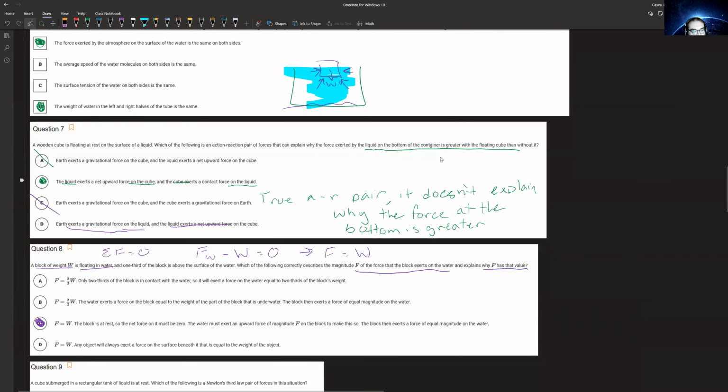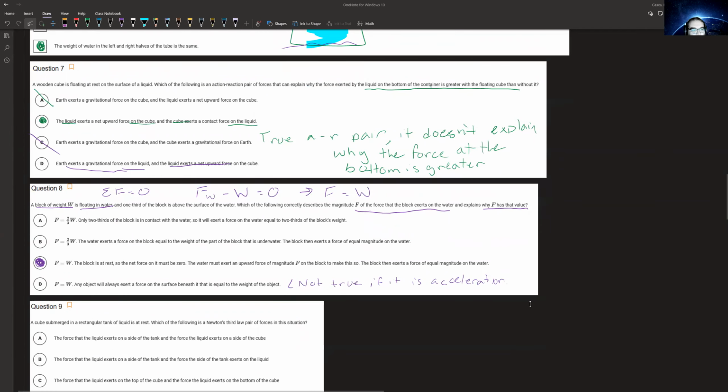And it's only because it's floating. D sounds pretty good. No one went with it. But it's a gotcha. Any object will always exert a force on the surface beneath it that is equal to the weight. Not true if it's accelerating. We can kind of think of it as our elevator situation. If I'm accelerating downward, that means that the downward force is greater than the buoyant force. If I'm accelerating upwards, the buoyant force is going to be greater than the weight.